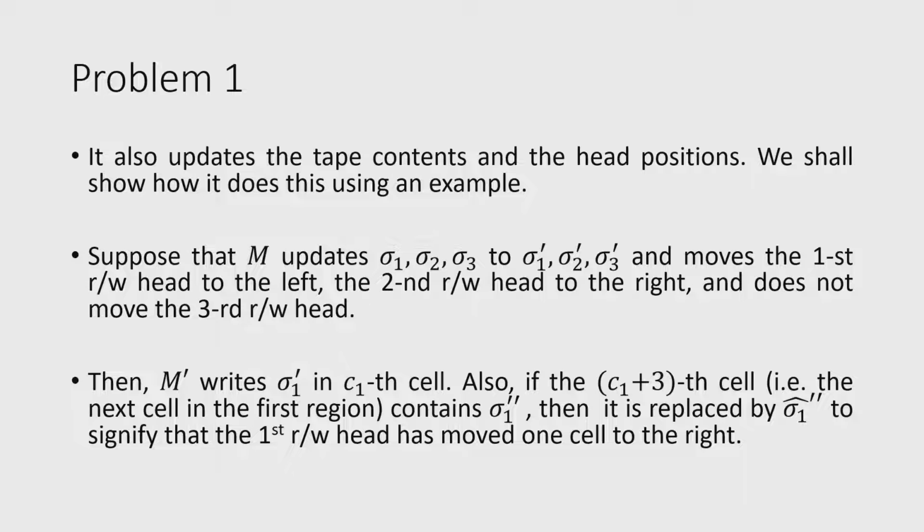Then what M prime does is it writes sigma 1 prime in the C1th cell. It also, if the C1 plus 3th cell, that is the next cell after C1 in the first region of the tape of M prime, contains the symbol sigma 1 double prime, replaces it by sigma 1 double prime hat to signify that the first read-write head of M has moved one cell to the right.